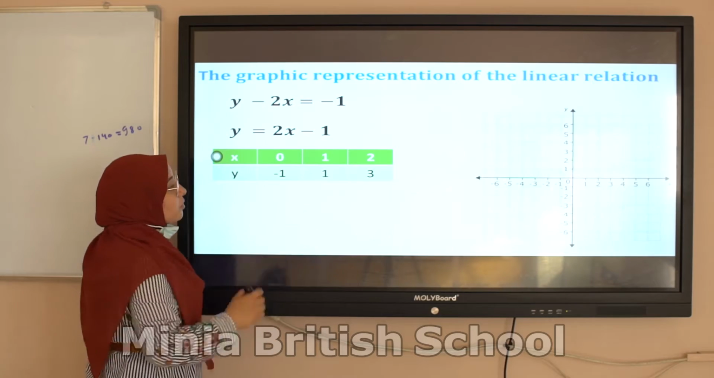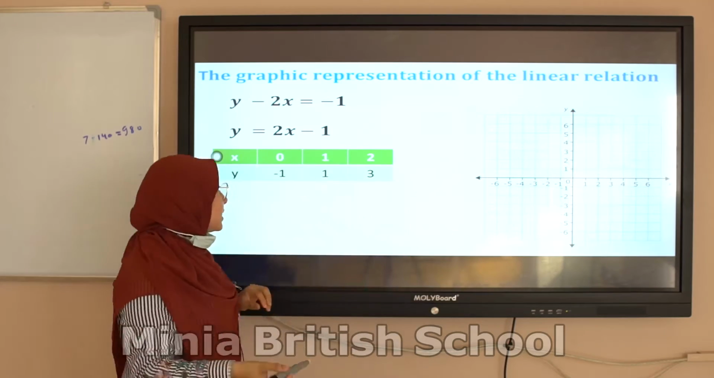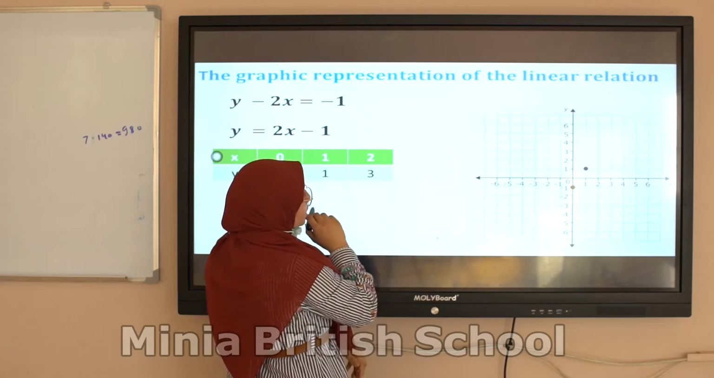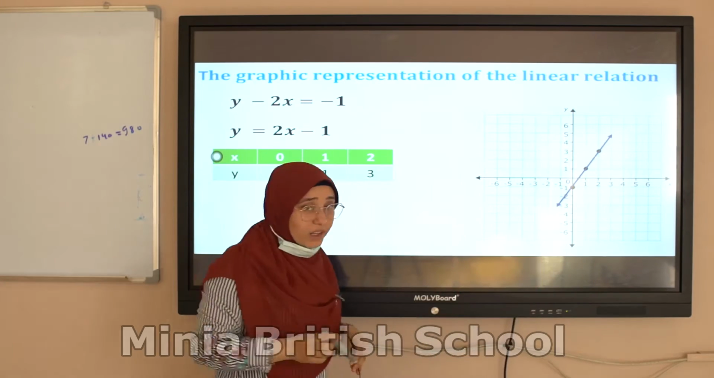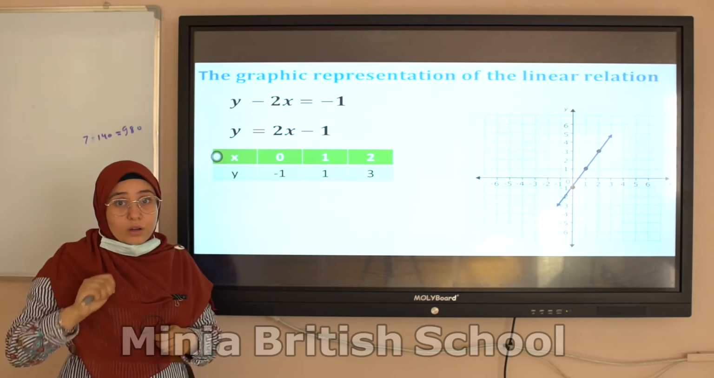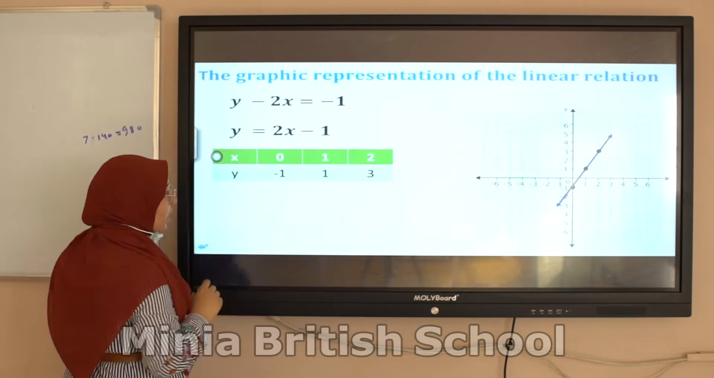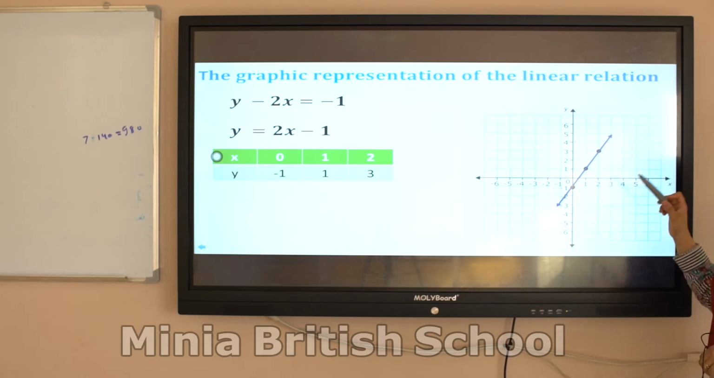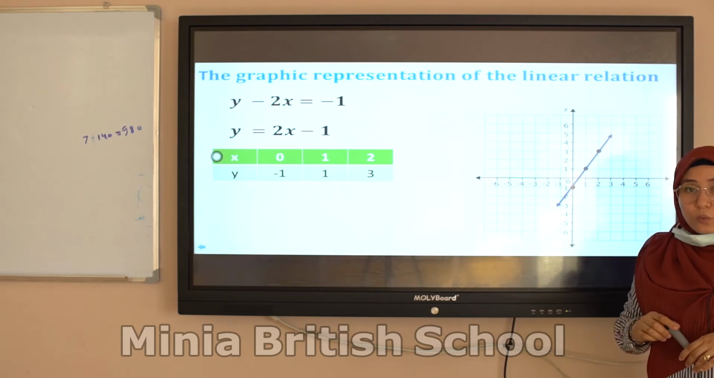Now, determine the ordered pairs on the perpendicular coordinate grid. The first point, 0, negative 1. Second point, 1 and 1, okay? Third point, 2 and 3, okay? Now, draw a straight line which passes through the 3 points, like this. So the straight line here represents the relation y minus 2x equals negative 1, okay?